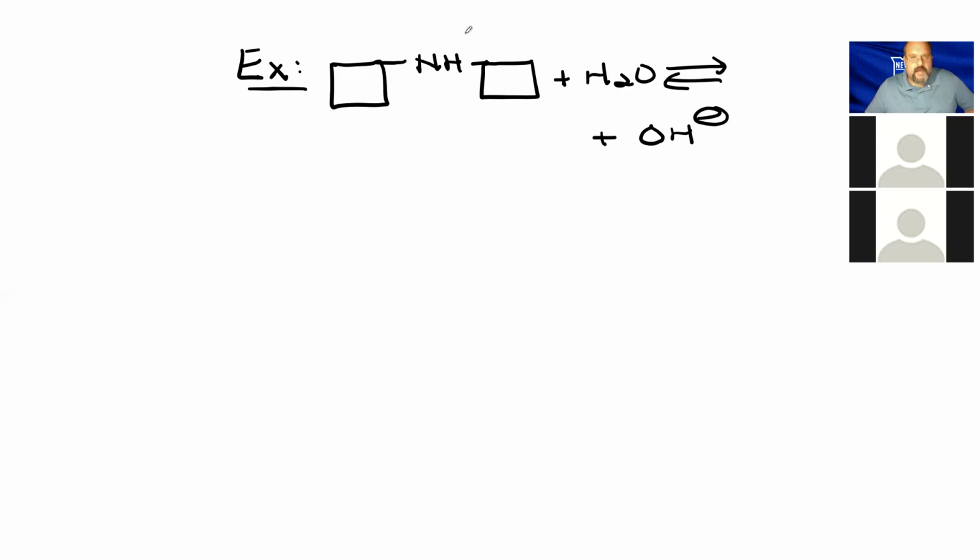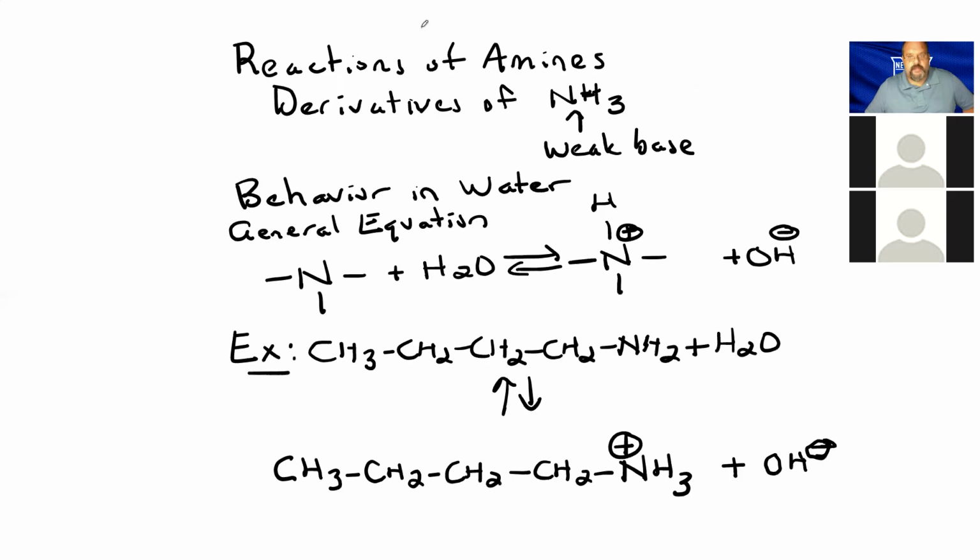All right, so what type of amine do we have here? Here we have a secondary amine. And the way that we know that is the nitrogen has 1, 2 carbons directly attached to it.